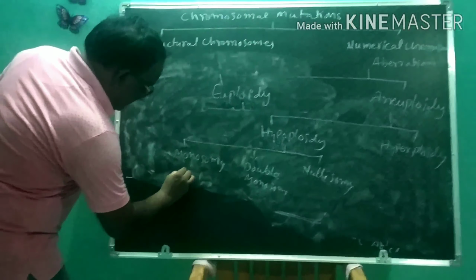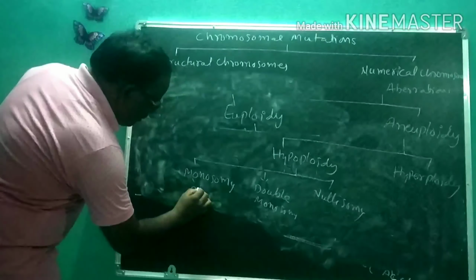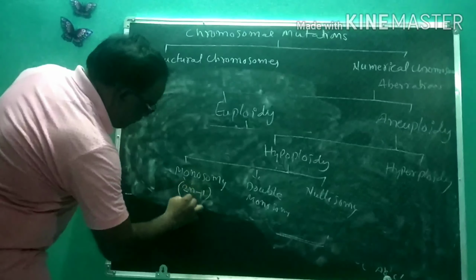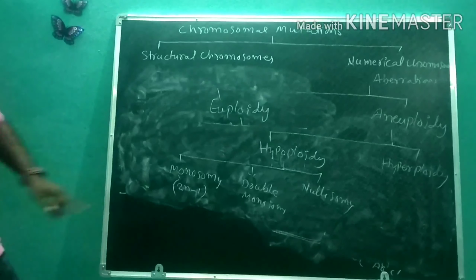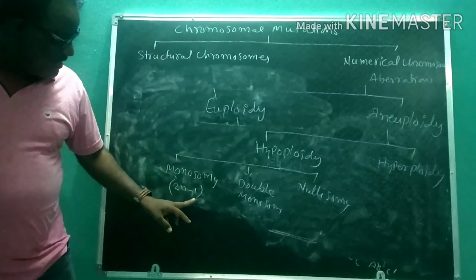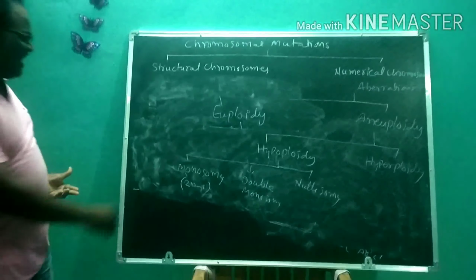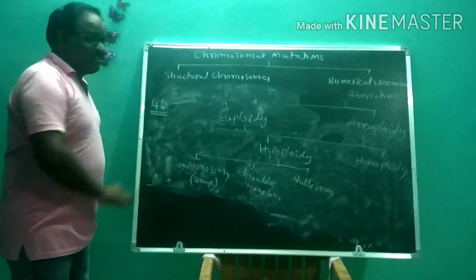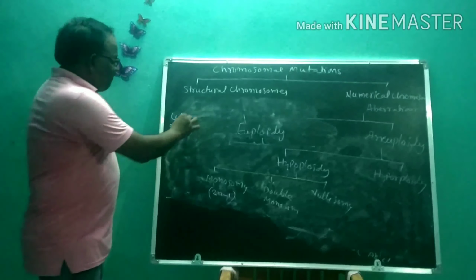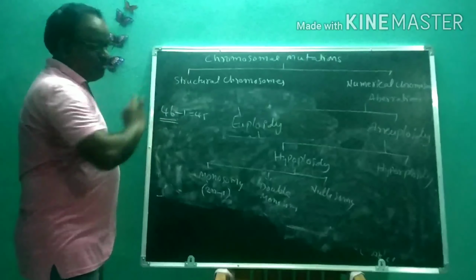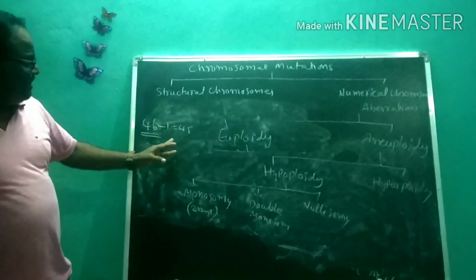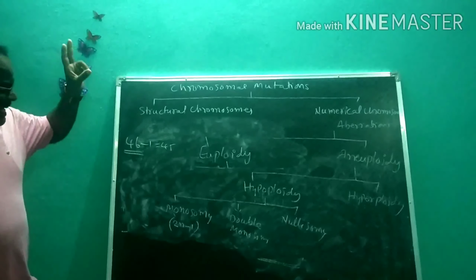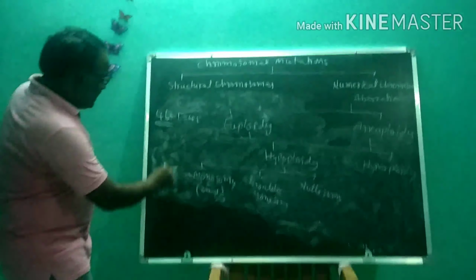For example, monosomy represents 2n minus 1. So normal chromosomes 2n, that's why one chromosome is less. Generally human beings have 46 chromosomes. In that 46, one is minus, so 45 chromosomes. In human beings, when 46 chromosomes less 1, that is called 45 chromosomes. It indicates a disease. The disease name is Turner syndrome.